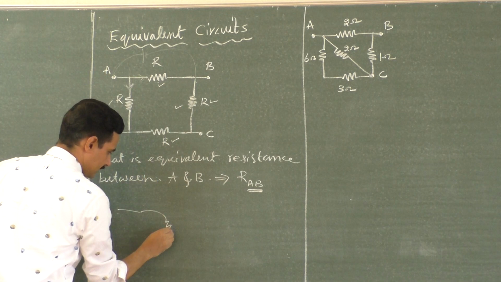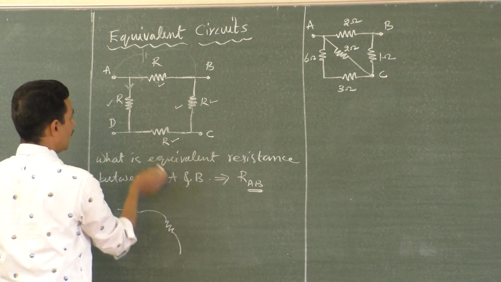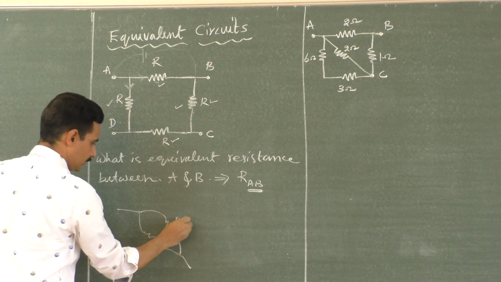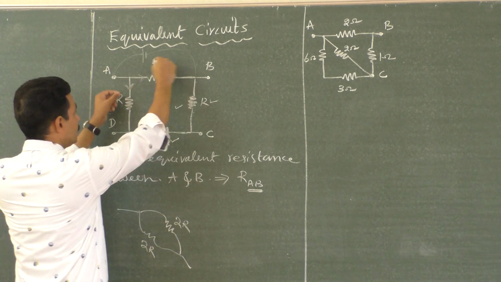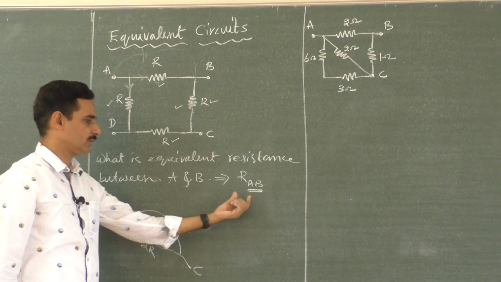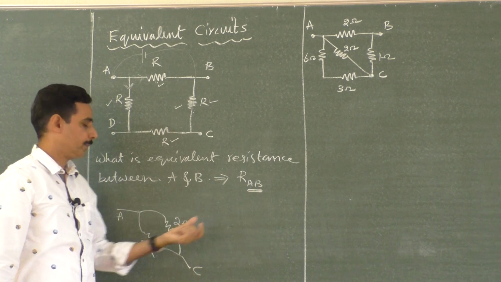Okay, then shall I replace this R and R as 2R? Similarly, these two in series, R and R as 2R, right? This is 2R, this is 2R, and this 2R and 2R comes to C, and A is here. You say that you are finding the resistance between A and B, but you have lost B.